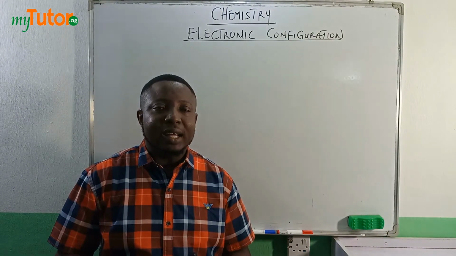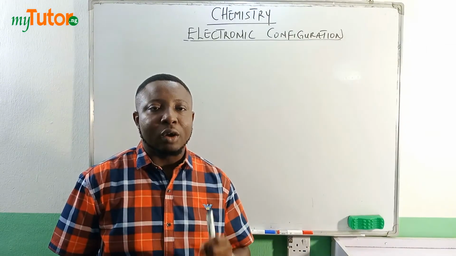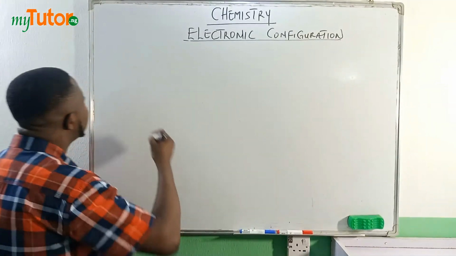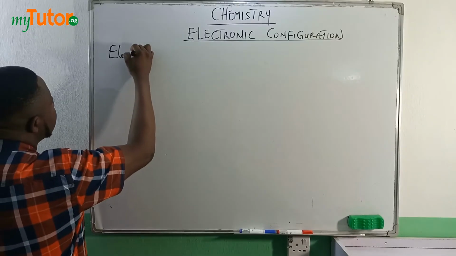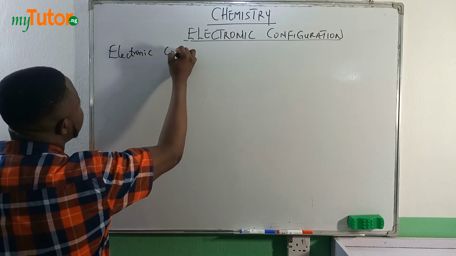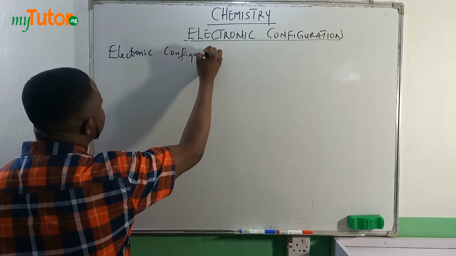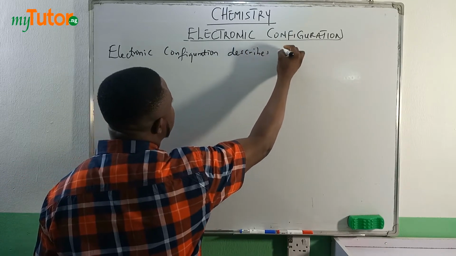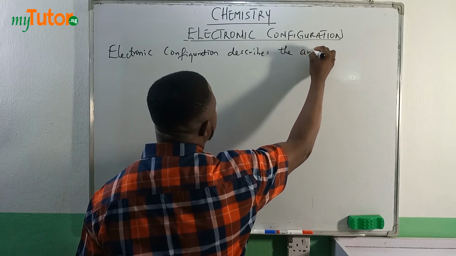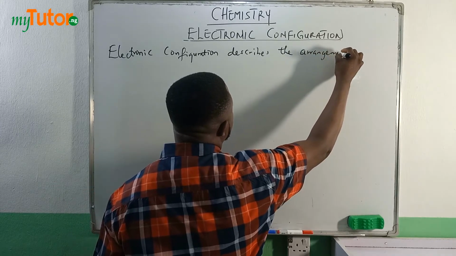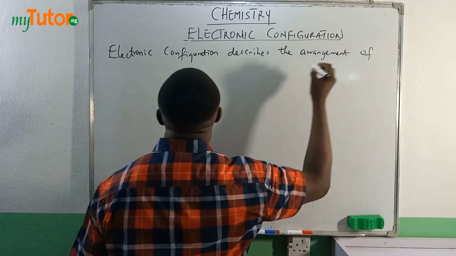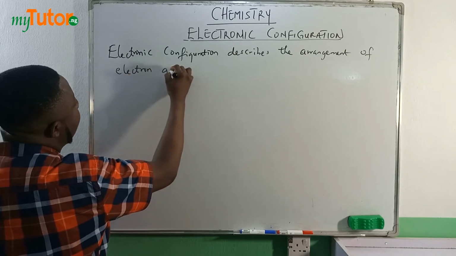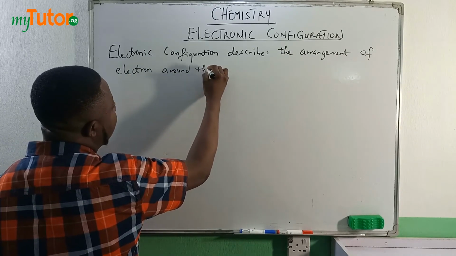The way these electrons are arranged is what we are calling what? The electronic configuration. So electronic configuration describes the arrangement of electrons around the energy level of an atom.